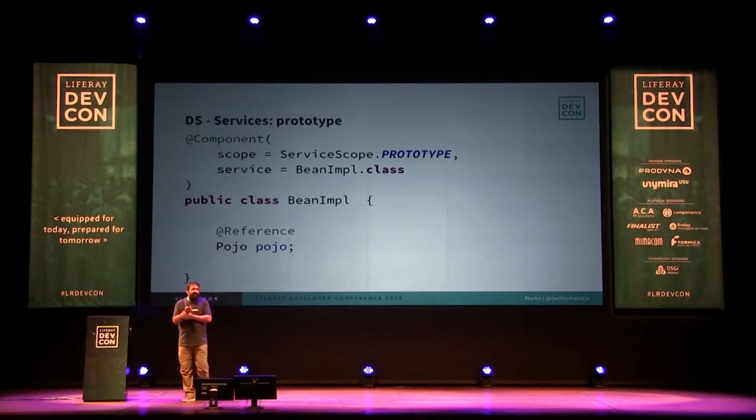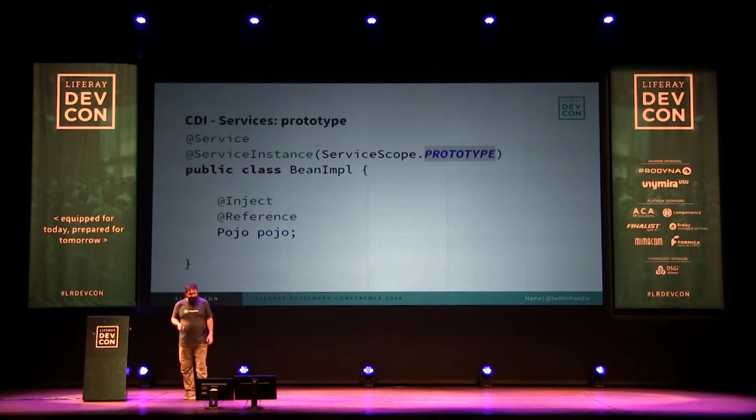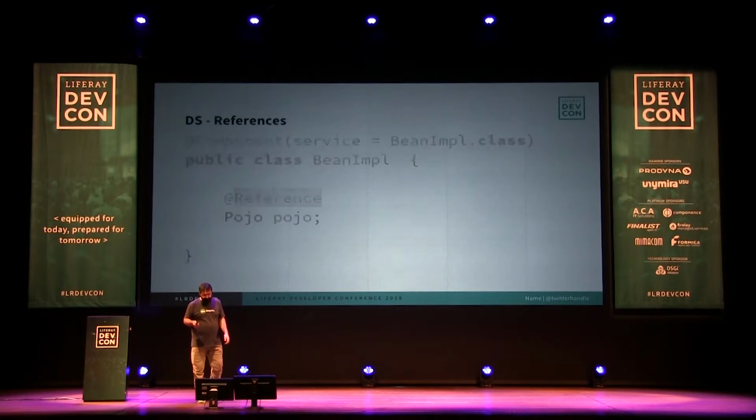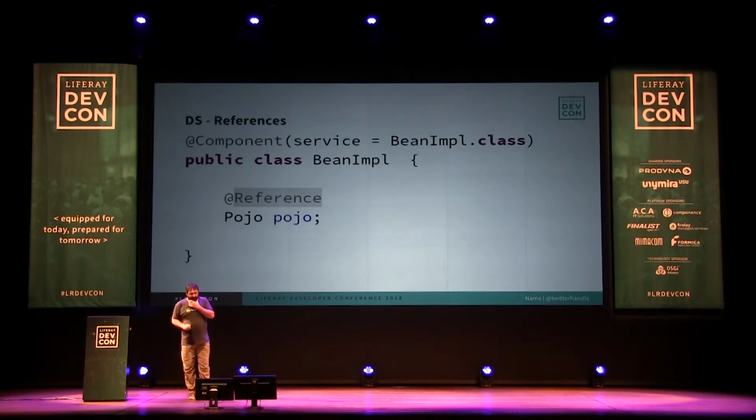But then finally, there's prototype scope, which is very useful in a bunch of different scenarios where you want to get a brand new instance every time you call for it. And this is how you would do it in Declarative Services. You would say scope equals prototype, and then whenever that's requested, you get a new instance. So in CDI, you need to be able to do the same thing. Here we register the service, but we're saying the service instance we want back should be prototype scope. So there's parity here.